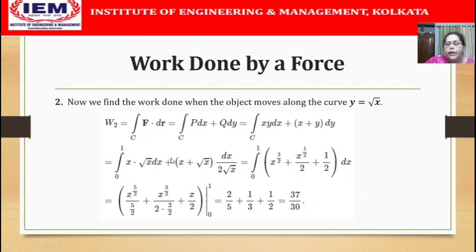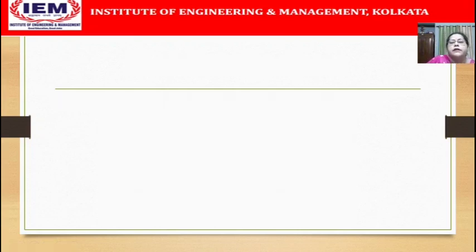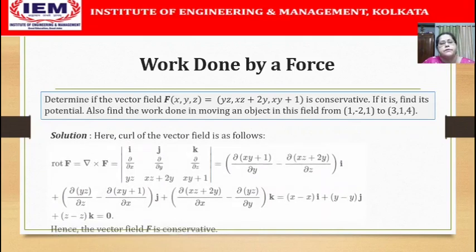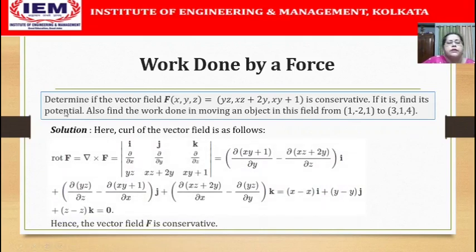Let us move on to another example, and now we will take a conservative force field. So we have a question here now. Determine if the vector field F of xyz given by yz, xz plus 2y, xy plus 1 is conservative. If it is, find its potential. Also find the work done in moving an object in this field from (1, -2, 1) to (3, 1, 4).